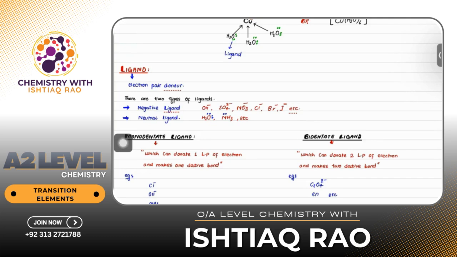Same goes for the ligand, because sometimes we don't have a negative charge on the particular species. So then we have to see, is there any lone pair of electrons? If yes, then it can behave as a ligand, otherwise not. You can see ammonia and water. Ammonia doesn't have any charge, but it can act as a ligand. You know why? Because ammonia has a lone pair of electrons. So that's why it can act as a ligand.